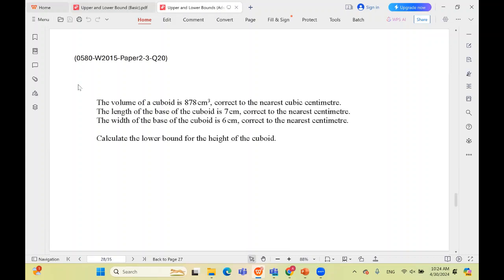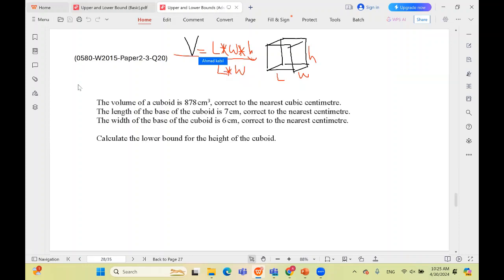So you should know that volume of a cuboid is like a box, something that looks like this. You have length times width times height equals volume. So volume equals L times W times H. We want to find the lower bound of H, so let's just isolate. We will divide by L and W. So L cancels L, W cancels W, so H equals V over LW.